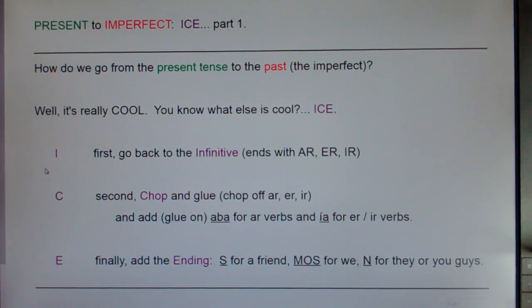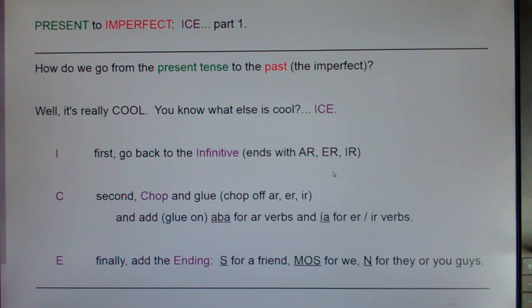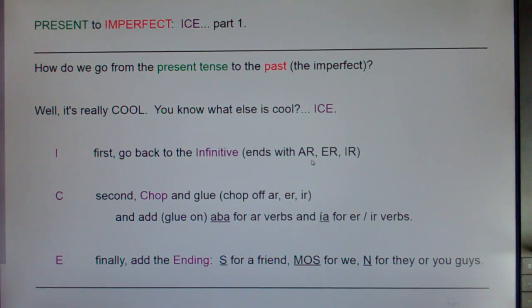All right? Now, Mr. Holt, what the heck's the infinitive? An infinitive is a verb that ends in AR, ER, IR. Like AR, ER, it means to. Like cantar is to sing. Bailar is to dance. Comer is to eat. Anytime a verb ends in AR, ER, IR, it's an infinitive. So, going from the present tense to the past tense, the first thing, you look at the present tense verb and you go to the infinitive and beyond.